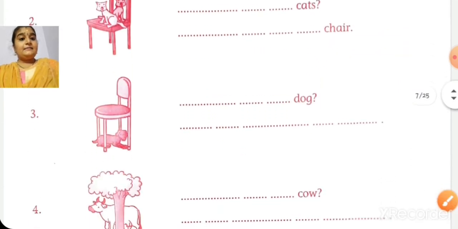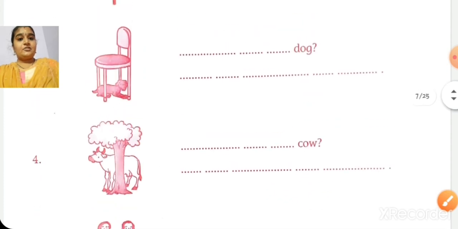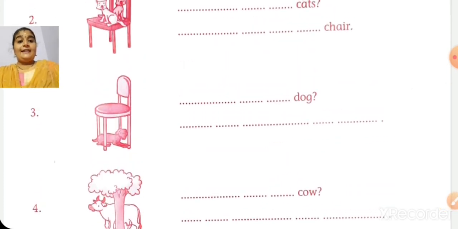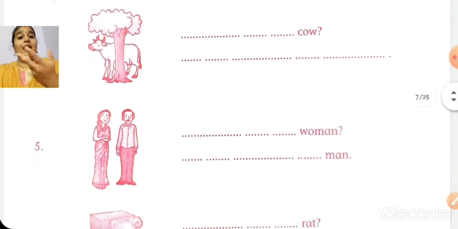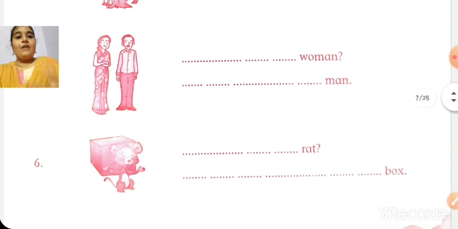Next one, third one, fourth and fifth. I will tell you. Where is the dog? The dog is under the chair. Okay. Where is the cow? It is behind the tree. Okay. Where is the woman? She is beside the man. Where is the rat? It is in front of the box.